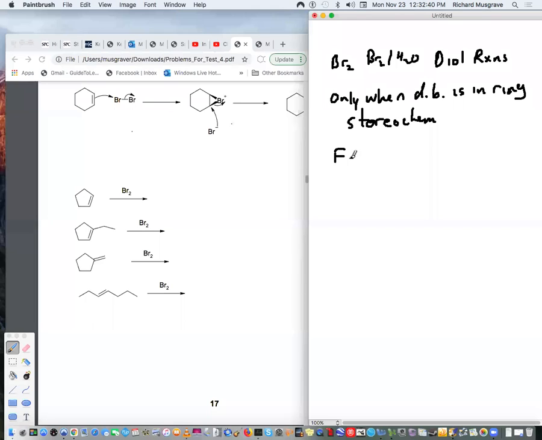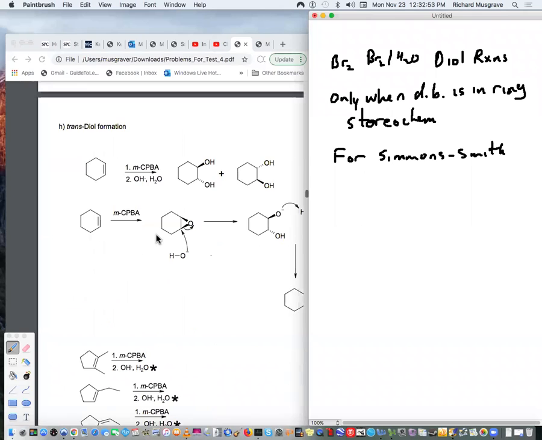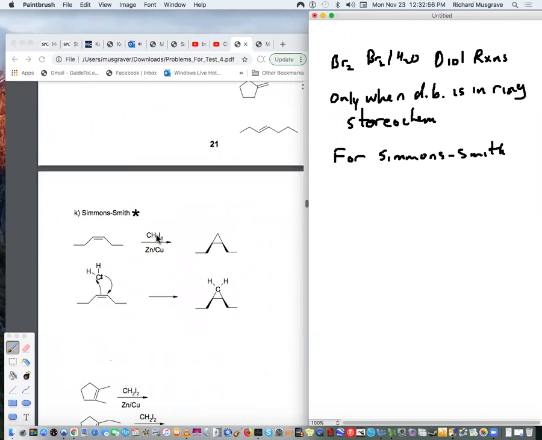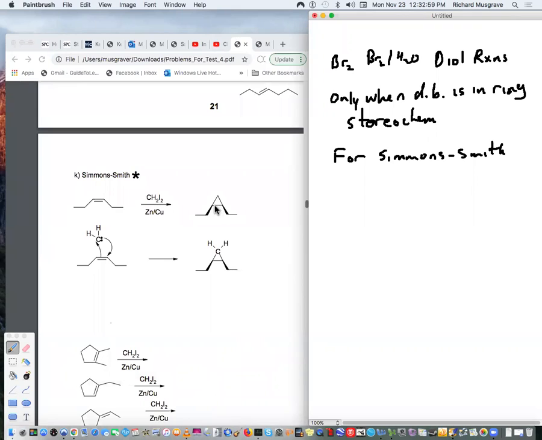Now for Simmons-Smith, you're forming a ring. So let me show you that one just in case you're not familiar with what I'm talking about. There we go. Here's the Simmons-Smith reaction. So it forms that ring there. Because it's forming a ring, you pretty much do the opposite. You show the stereochemistry when the double bond is outside the ring. The initial double bond, I'm sorry.